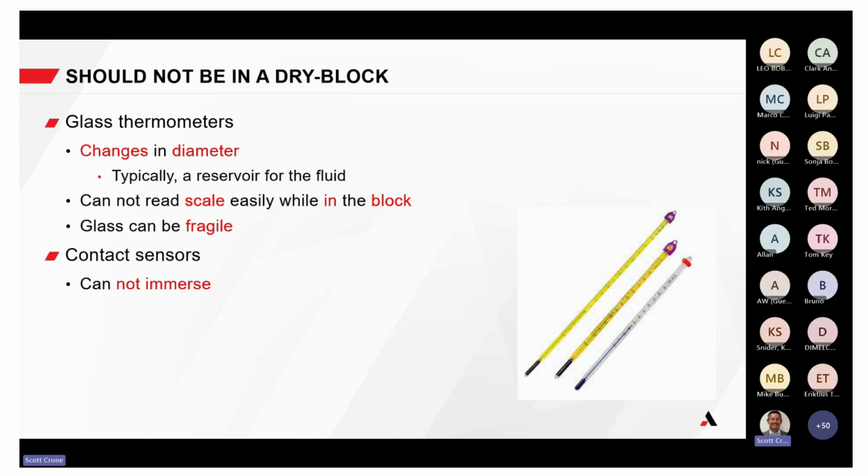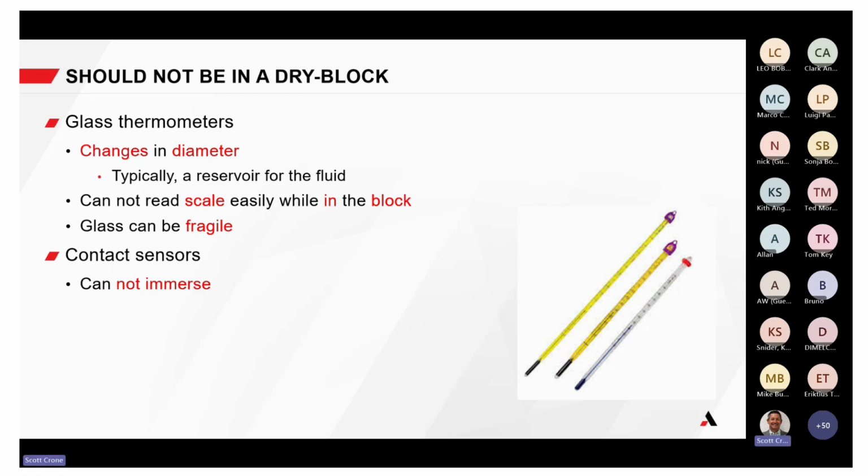And glass can be very fragile. You start to pull out a glass thermometer and it slips a little bit, and it can shatter right there in the dry block insert. So glass thermometers are just not a good fit for a dry block application. That's where you would want to go to the convertible model. And contact sensors, you can't immerse those in a dry block, so they can't be tested as a standard probe. Those would not be suitable for calibration in a dry block.